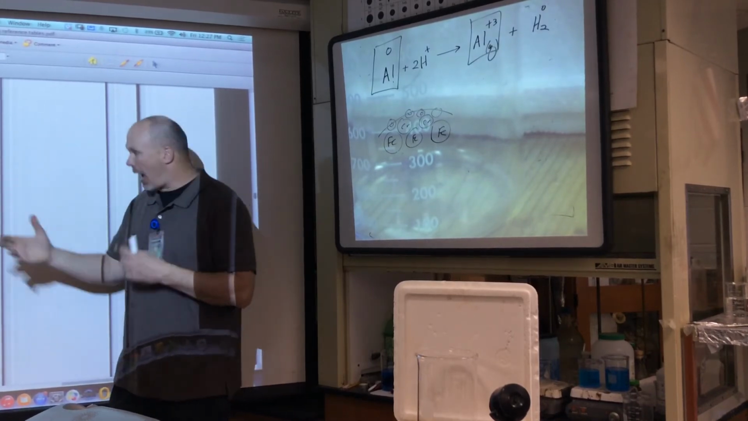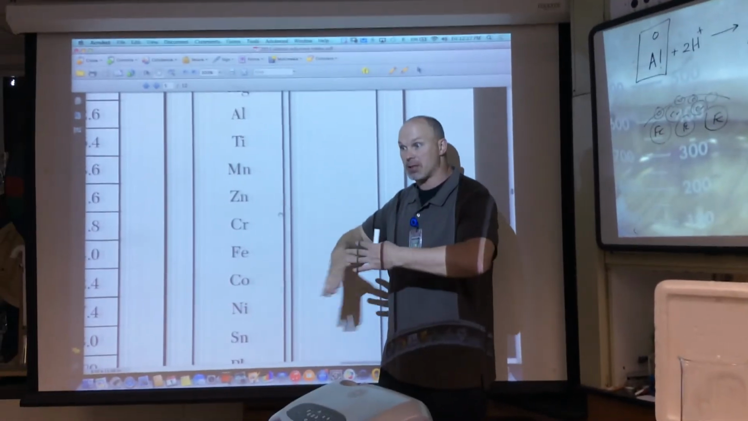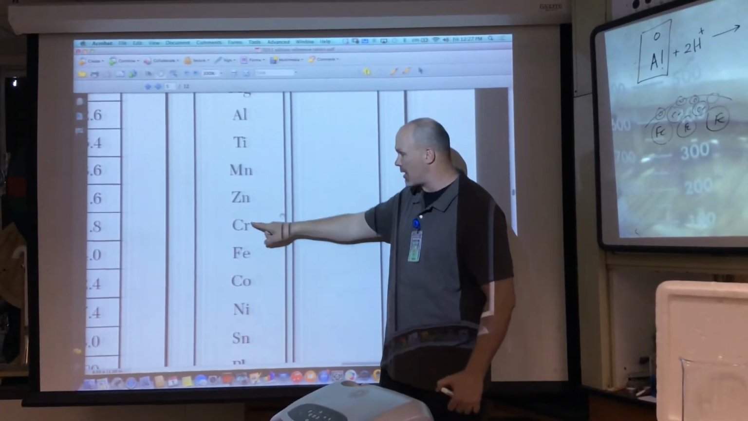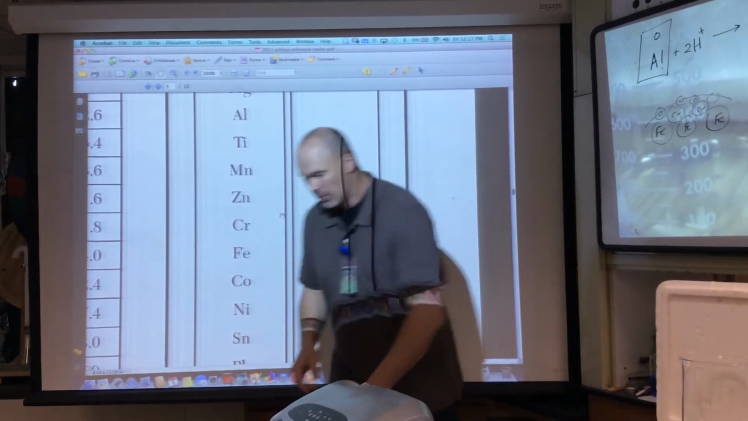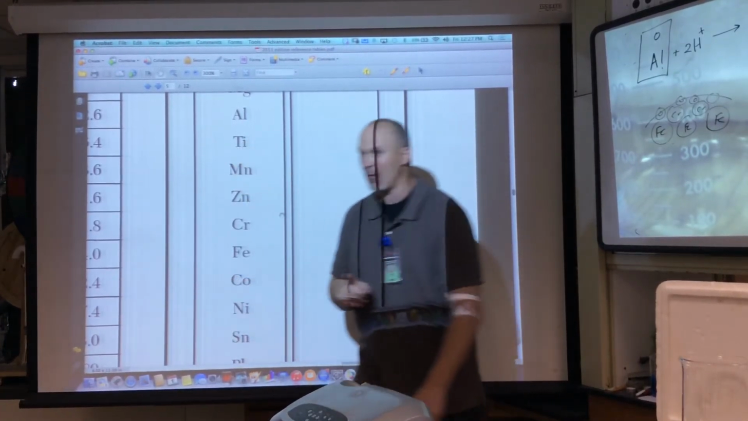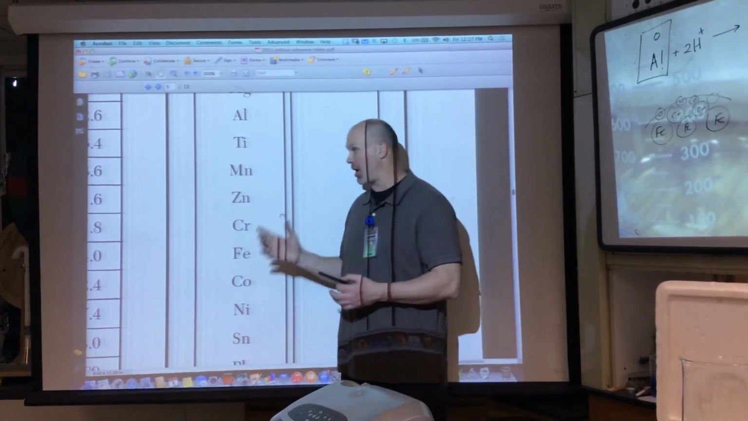But adding other elements to other elements can change their properties, called alloys, and yes, adding chromium to the iron will prevent it from rusting as much. It still can rust, though. The idea that it can't rust. Everything can rust if you just change the conditions.